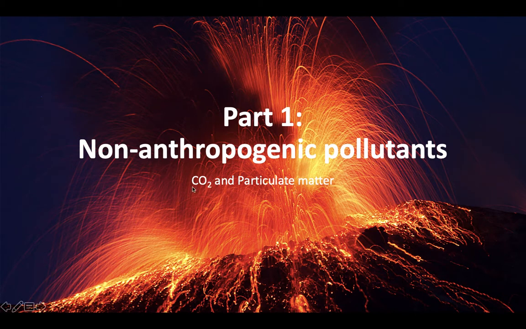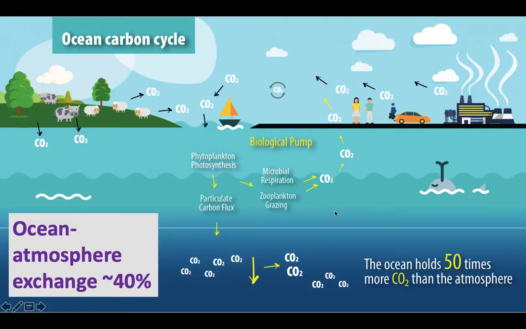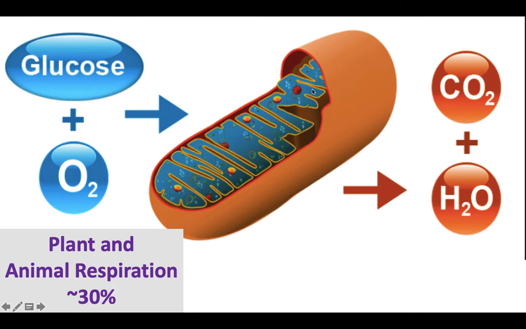Where is this carbon dioxide coming from? About 40% of it comes from atmospheric exchange between the air and the ocean. CO2 regularly dissolves out of the ocean and into the air, and then back from the air into the ocean. So that's where a lot of CO2 is coming from. It also comes from plant and animal cellular respiration. Remember, plants do it too.